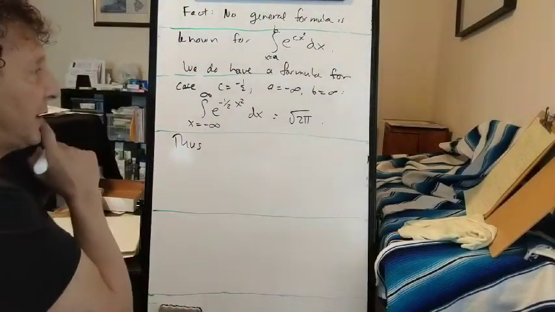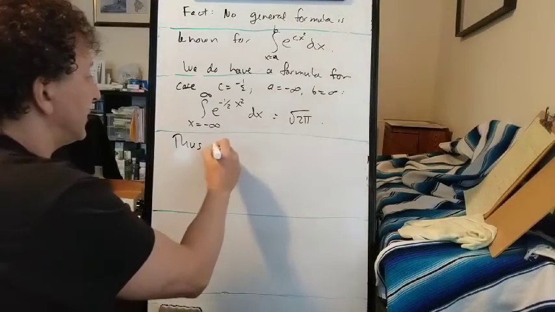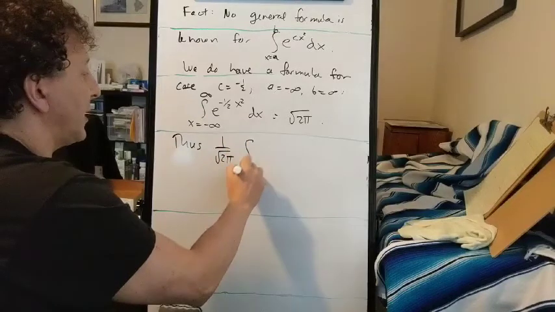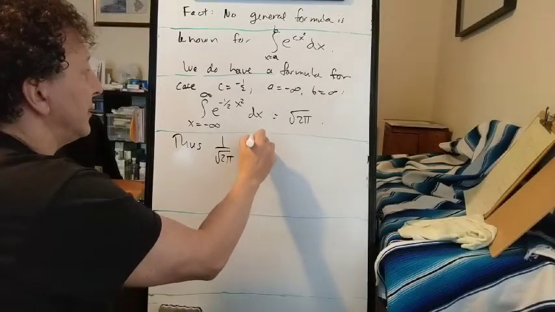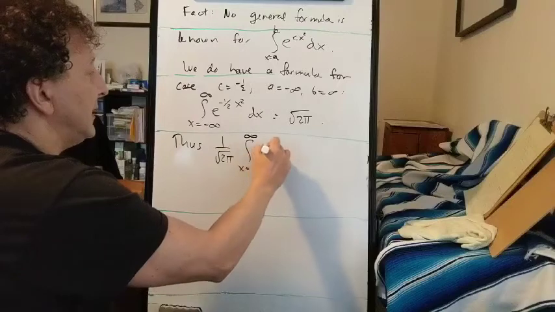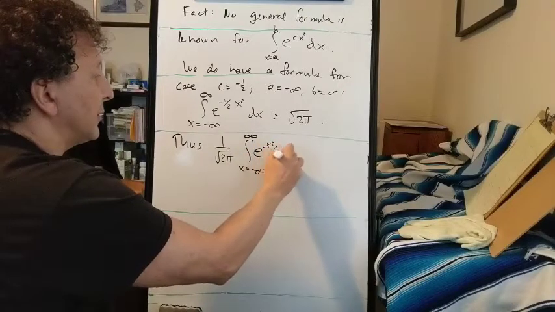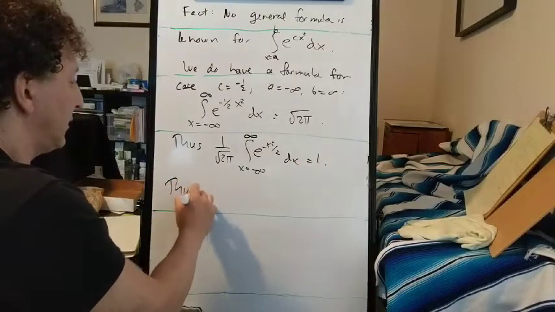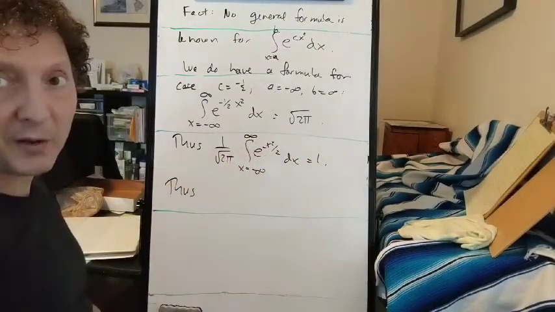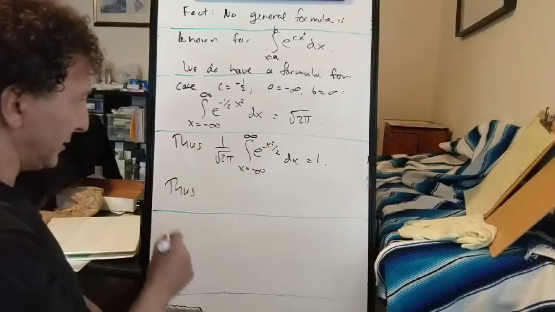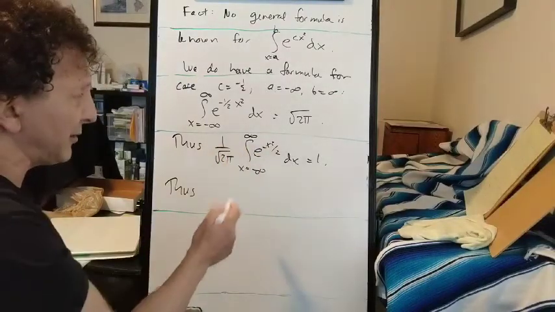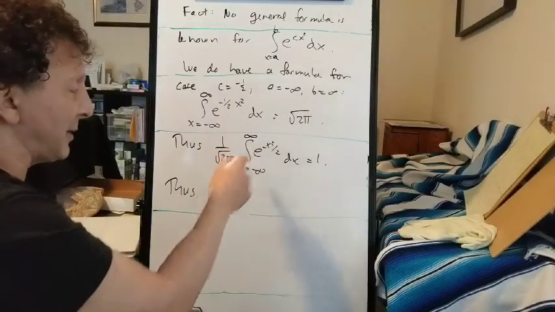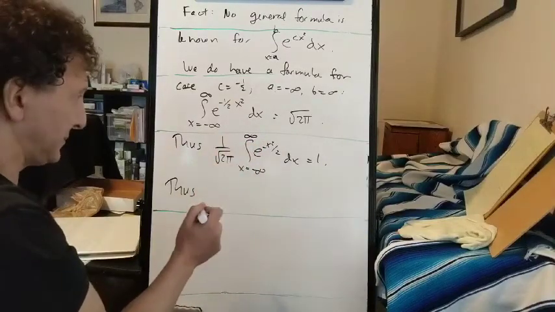So if we divide both sides of this equation by the square root of 2 pi, that means that 1 over square root of 2 pi times the integral from -infinity to infinity of e to the negative x squared over 2 dx equals 1. And this function's always positive, not because of the x squared, but because e to any power is positive.